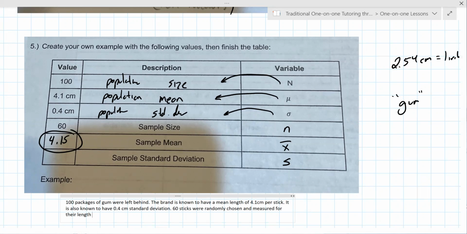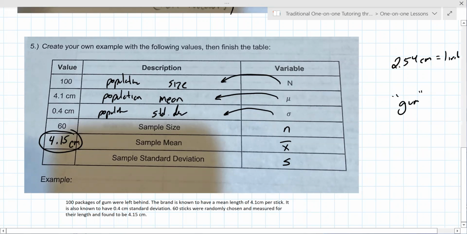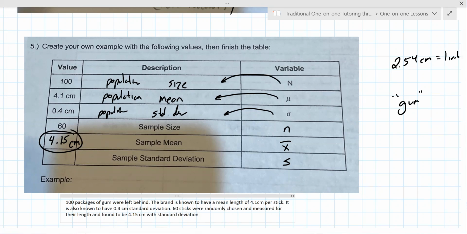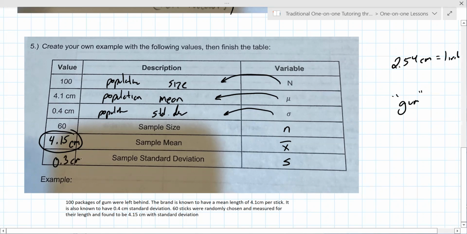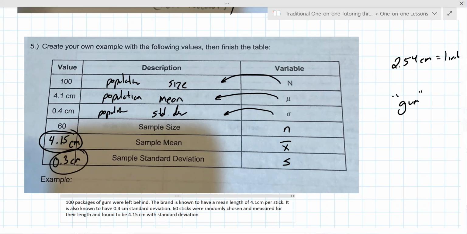I'm not using all the best words here, but it was found to be 4.15 centimeters. Units are very important here also. Make sure you get the right units in there. And then you can go on to say with standard deviation, and just pick numbers near the ones that are given. You don't have to get too complicated with that. When you're doing an exercise like this, it needs to be believable.